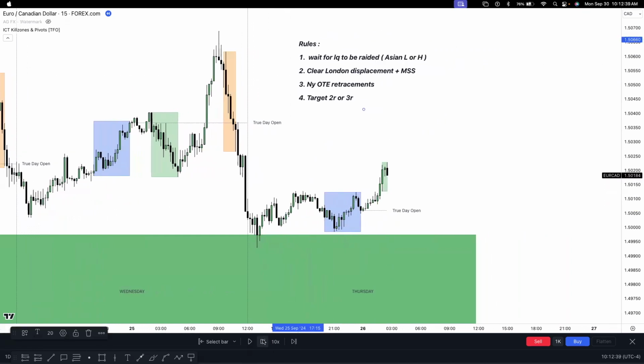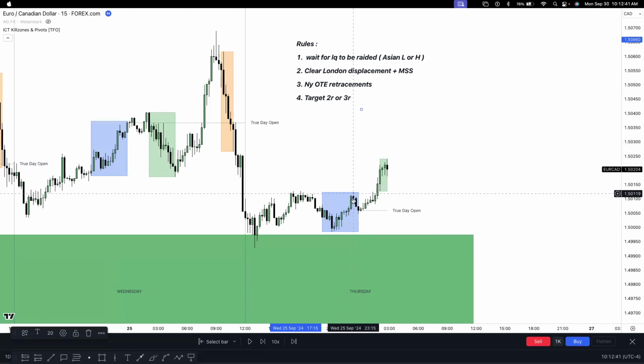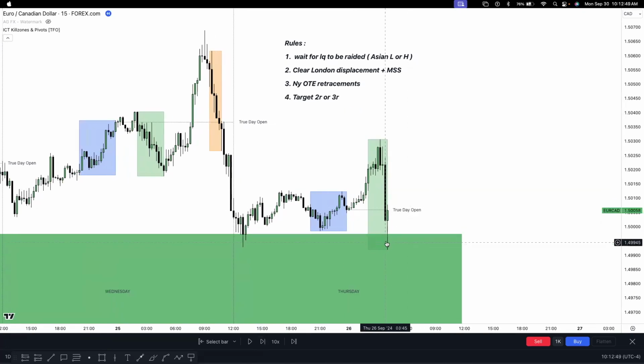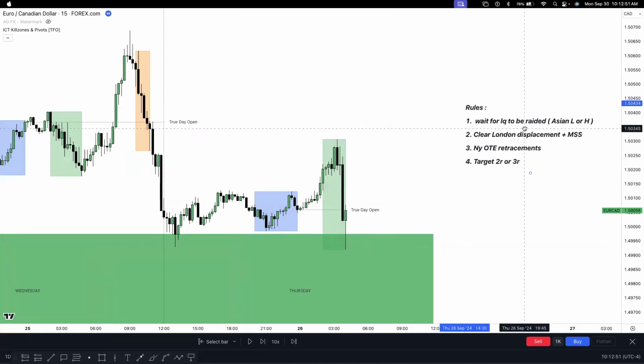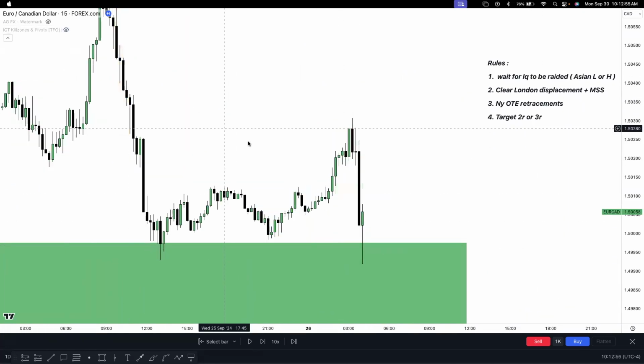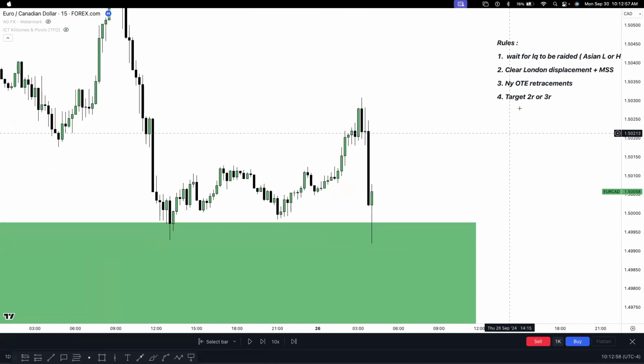All right. So we need to see Asian low grab. Asian high was grabbed here, but we're not interested in Asian high. We want to see Asian low purge so we can confirm our long position. All right. So what do we just have right here? Let me zoom in here. Let me take things off my chart. We just had Asian low grab.